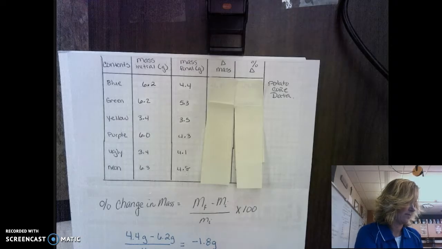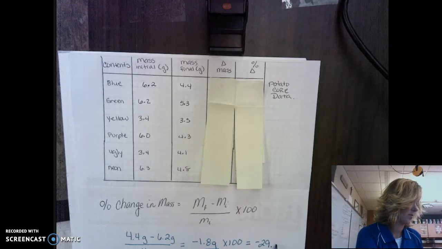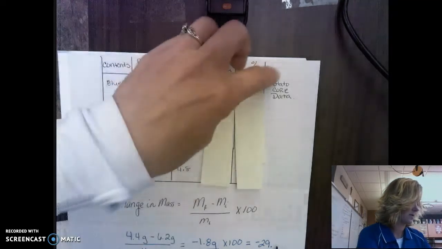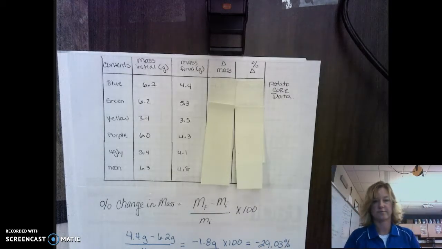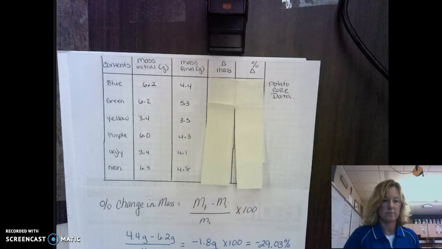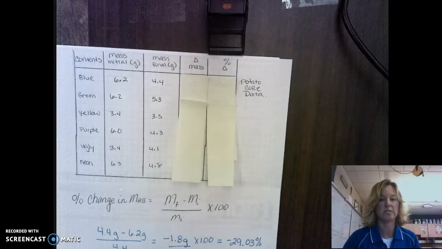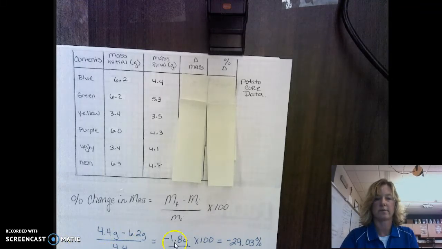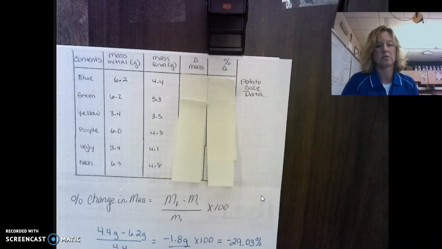Now if I plug in the rest of the information, I divide by the initial mass, times 100. What is the percentage change? The percentage change comes out to negative 29.03%. So this is telling us that the potato lost approximately 29% of its mass.